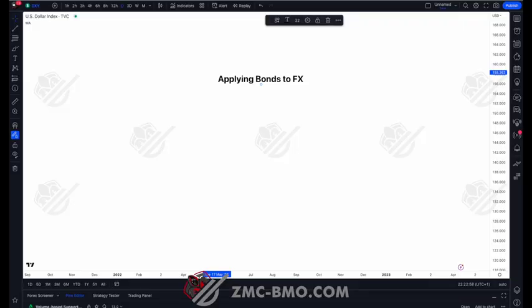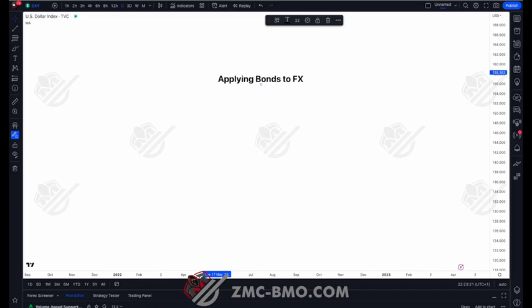Applying bonds to FX. As you learned in the previous lesson, what is a yield to maturity? What is a coupon rate? Of course, what is defaulting on the debt? That's the absolute basics of what you need to know, but it's all well and good knowing the basics of what a bond is and what the components are, but how do we apply it?